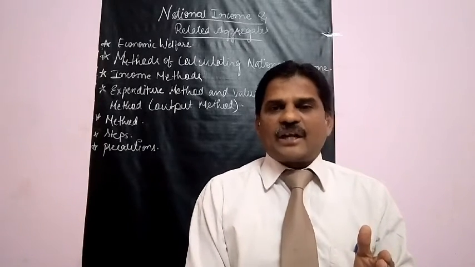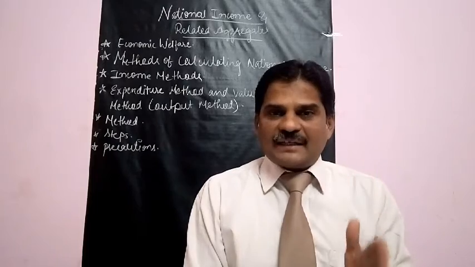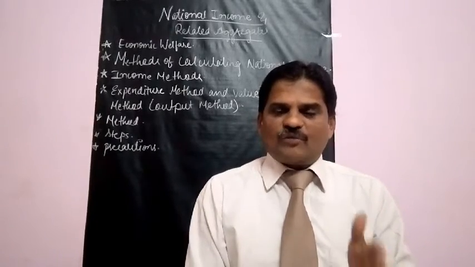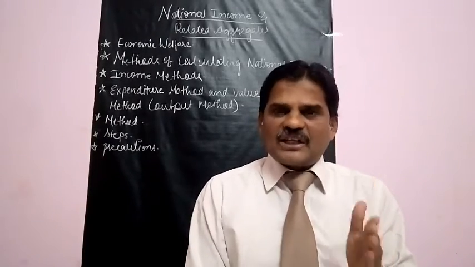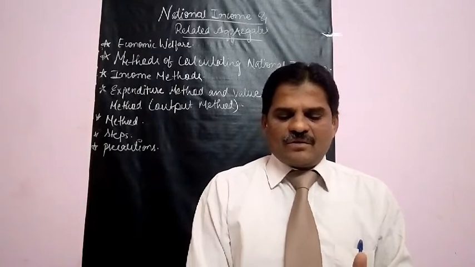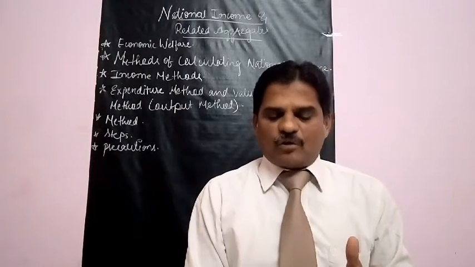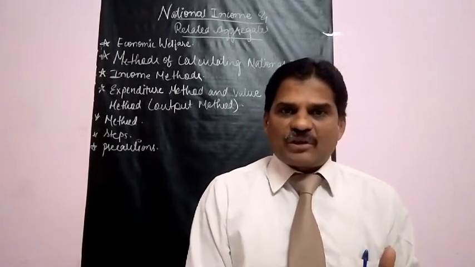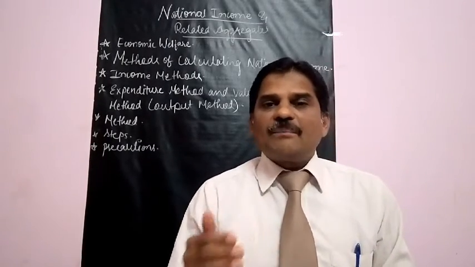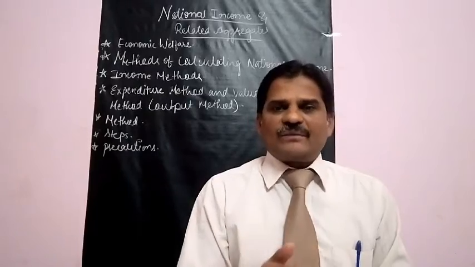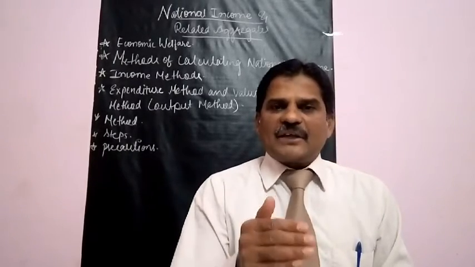In this method, national income is measured at the stage when factor incomes are paid out. When the factor incomes are paid out to the factors of production, at that stage we are measuring the national income. I repeat once again, in this method, national income is measured at the stage when factor incomes are paid out by the producing enterprises to the factors of production. Now, what are the main steps involved while calculating the national income?